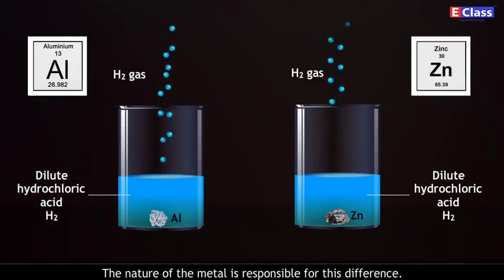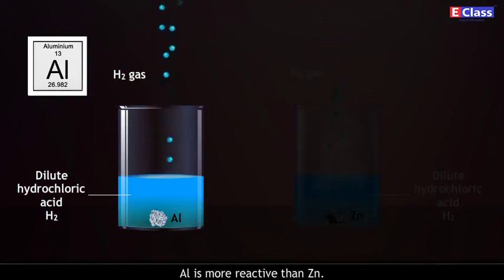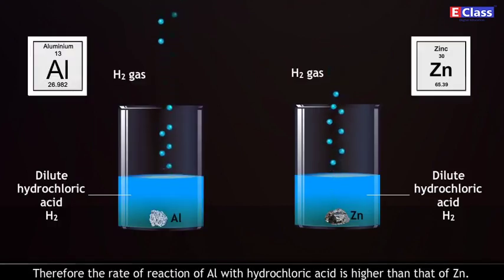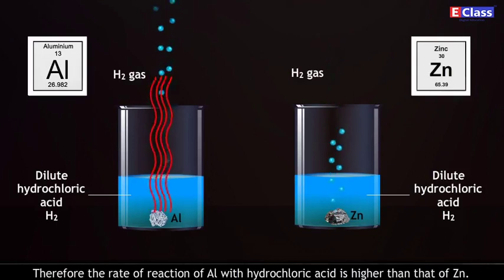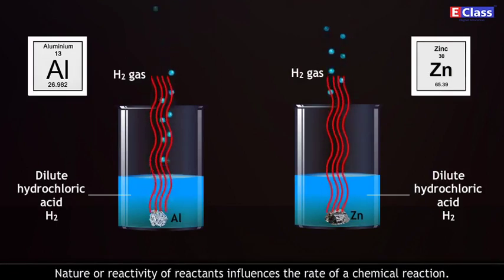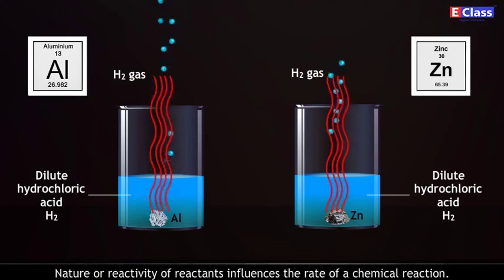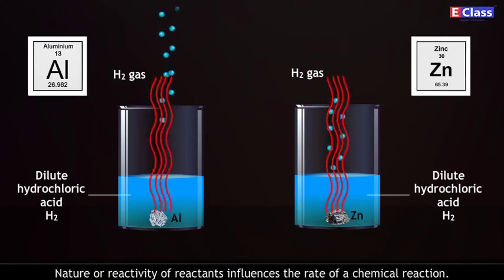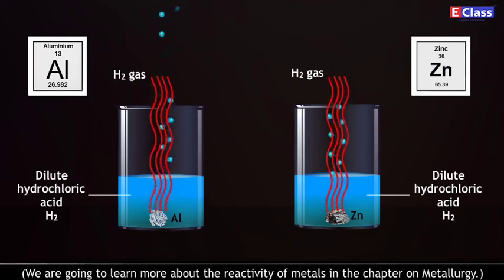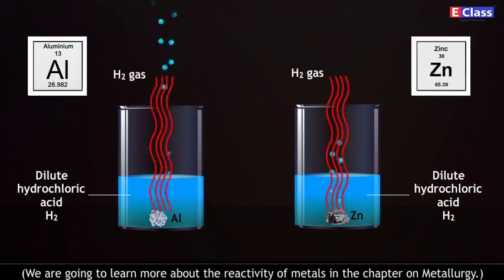The nature of the metal is responsible for this difference. Al is more reactive than Zn. Therefore, the rate of reaction of Al with hydrochloric acid is higher than that of Zn. Nature of reactivity of reactants influences the rate of a chemical reaction. We are going to learn more about the reactivity of metals in the chapter on metallurgy.